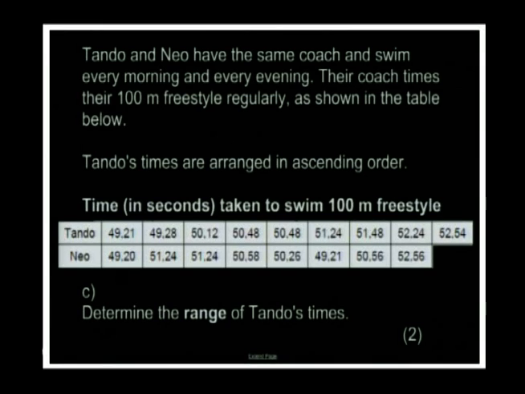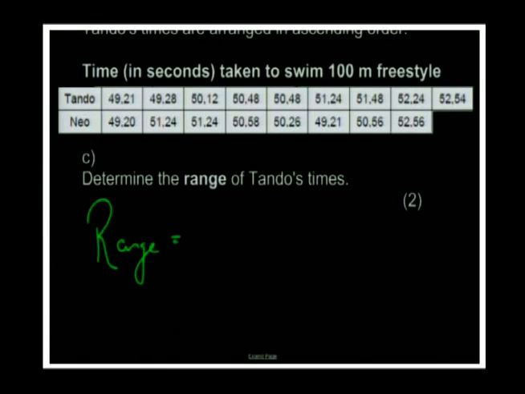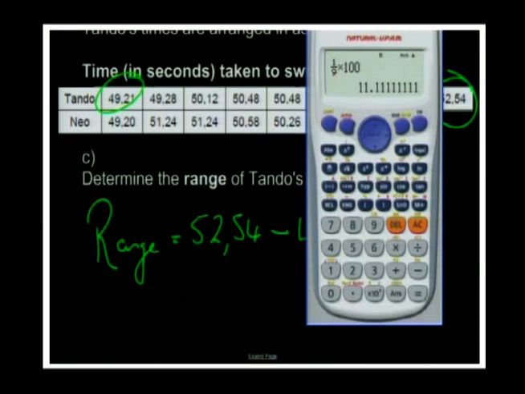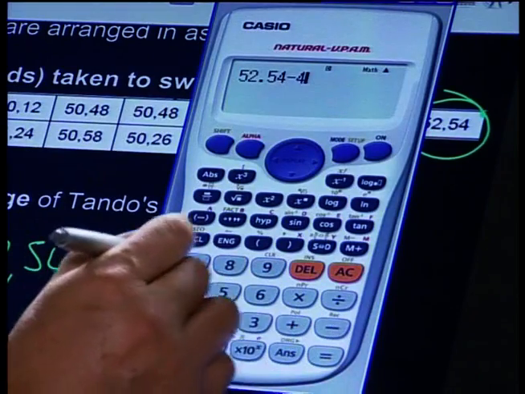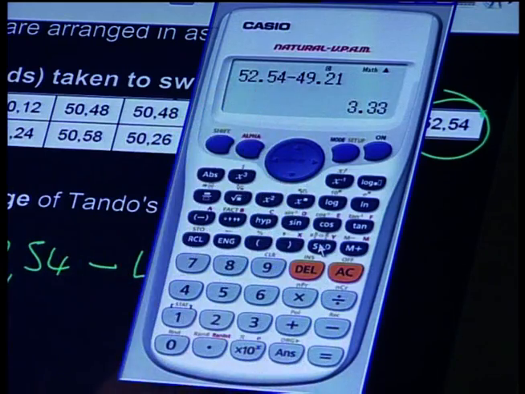Determine the range of Tandu's times. What's range mean? It means your highest minus your lowest, okay? Or your fastest time and your slowest time. We take the slowest time minus the fastest. So let's go. Our range of time is going to be his slowest time of 52.54 minus his fastest time of 49.21. So in our calculator, we've got 52.54 minus 49.21 equals, and we get an answer of 3.33 seconds.